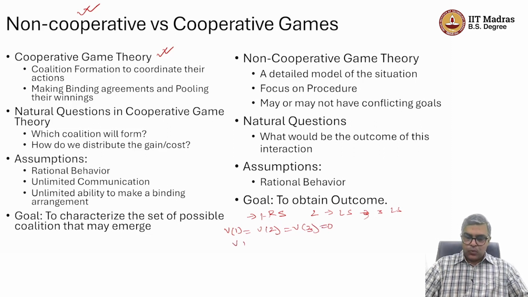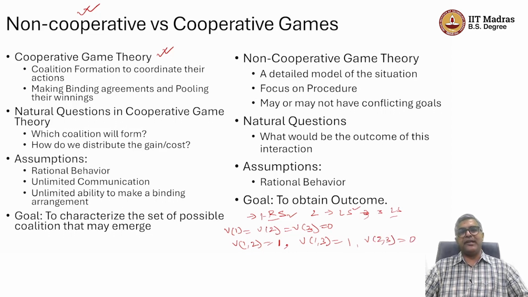If 1 and 2 come together, 1 will have the right shoe, and the second will have the left shoe. Now they have one pair, so the value would be equal to 1. When 1 and 3 come together, again the value would be 1 because 1 has the right shoe and the third has the left shoe. But if 2 and 3 come together, the value is still going to remain 0 because they both have only left shoes. The last possibility is that all of them come together. They will have one pair of shoes and one extra left shoe which is useless, so the value is going to be 1.